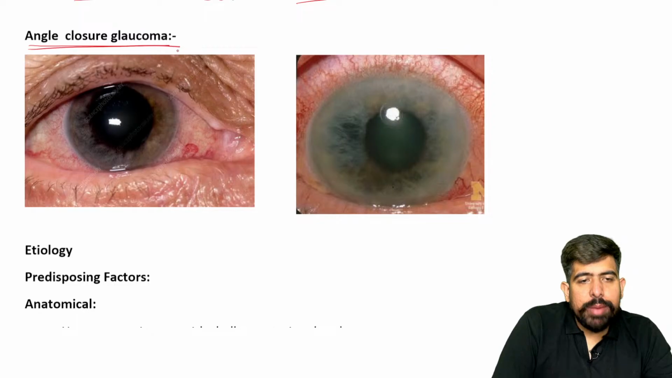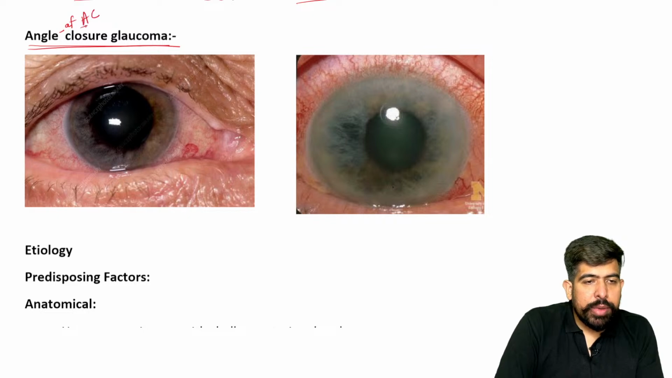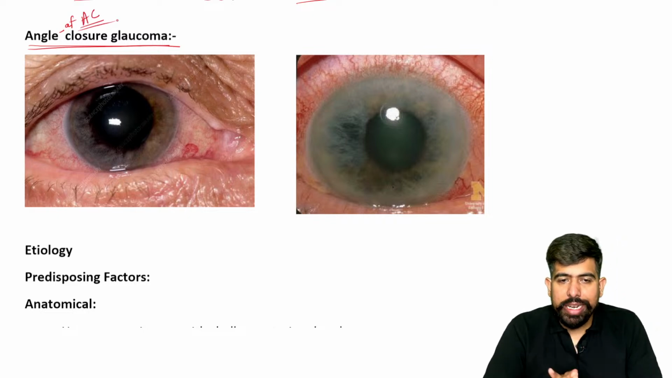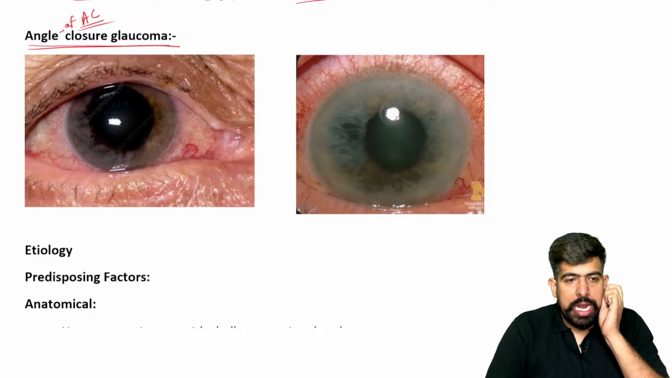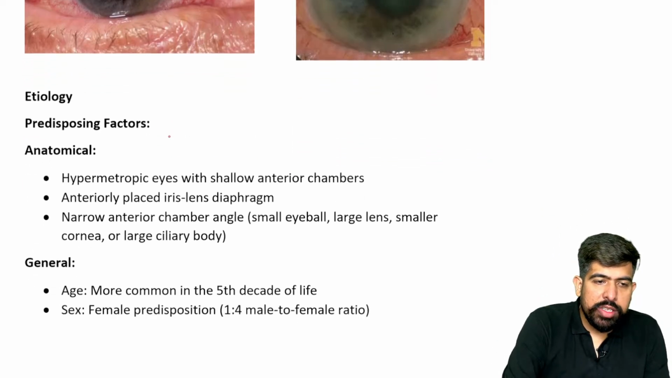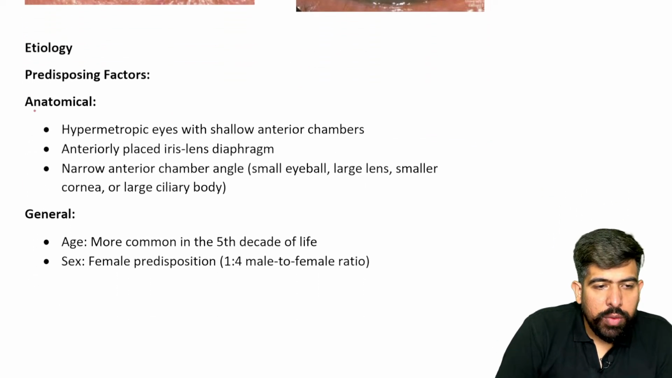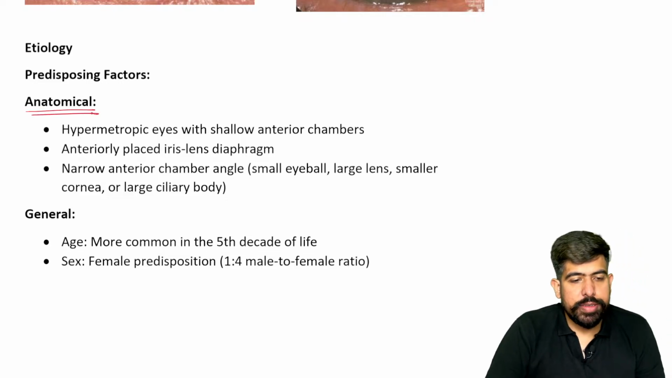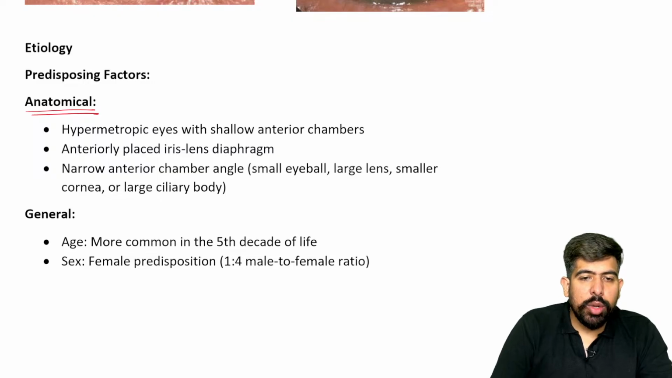Just by the name you can understand the angle is closed. Which angle? The angle of the anterior chamber is closed, right? It is clearly mentioned over there. Now, what is the etiology or predisposing factor? First of all, the anatomical factors. What are the anatomical factors?